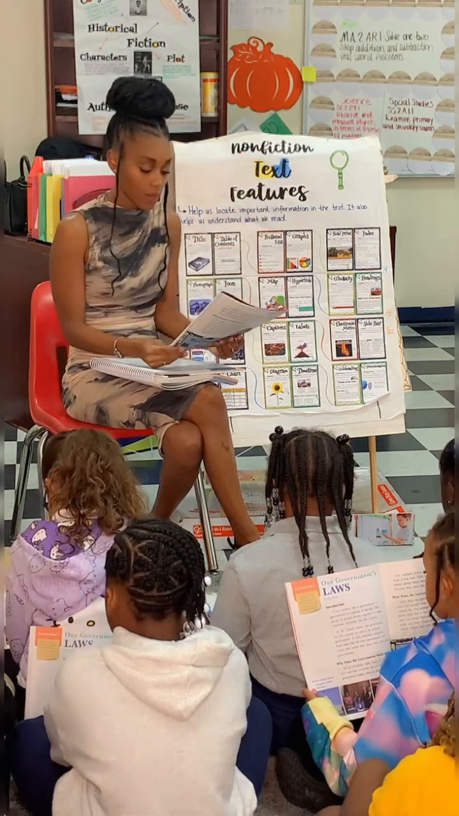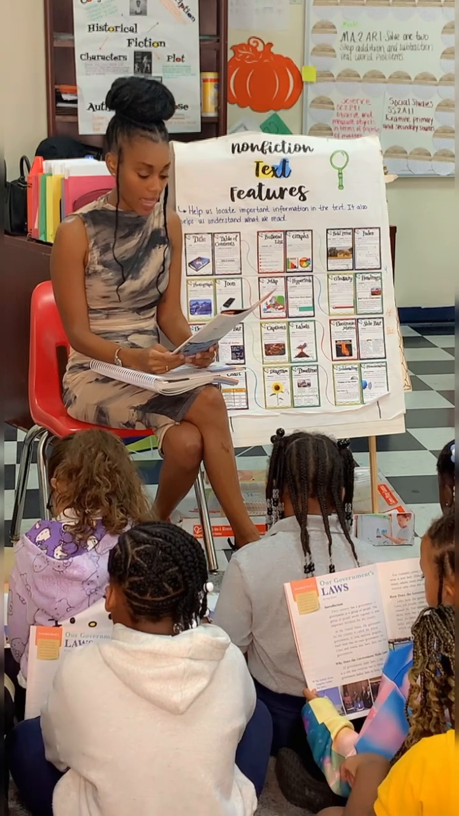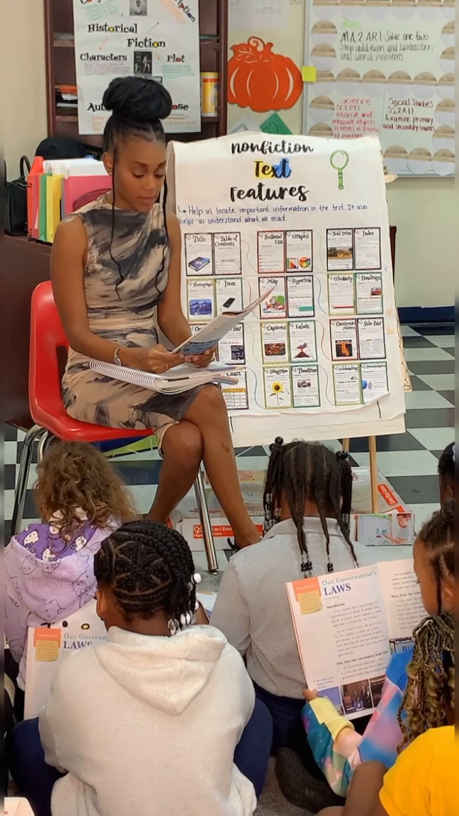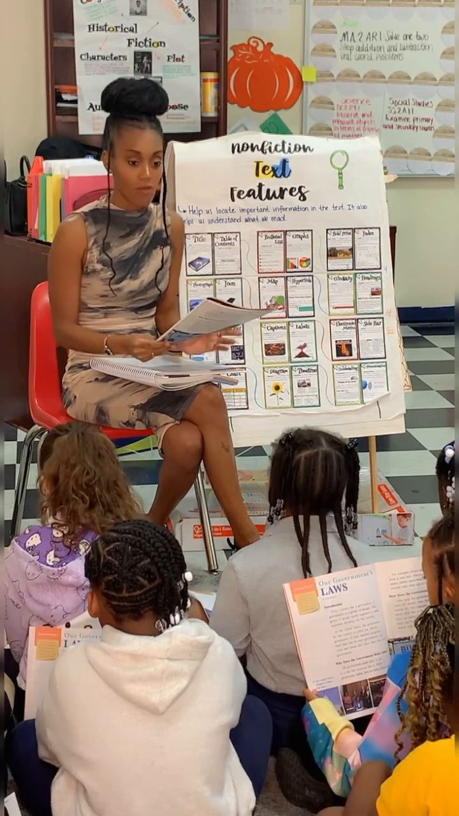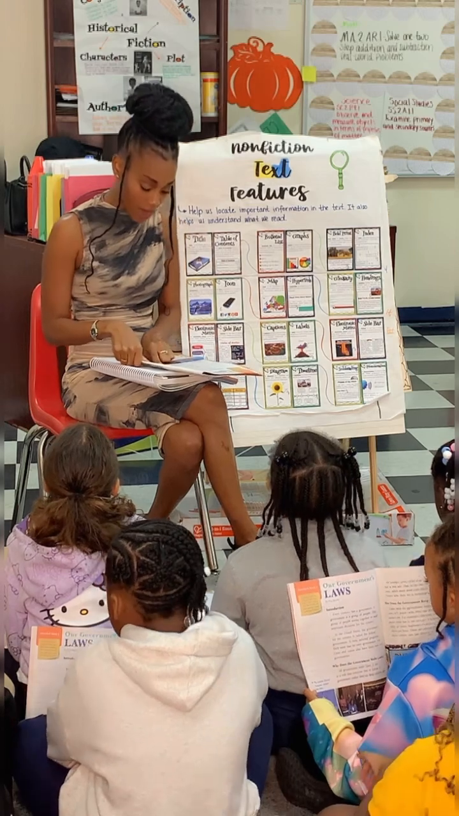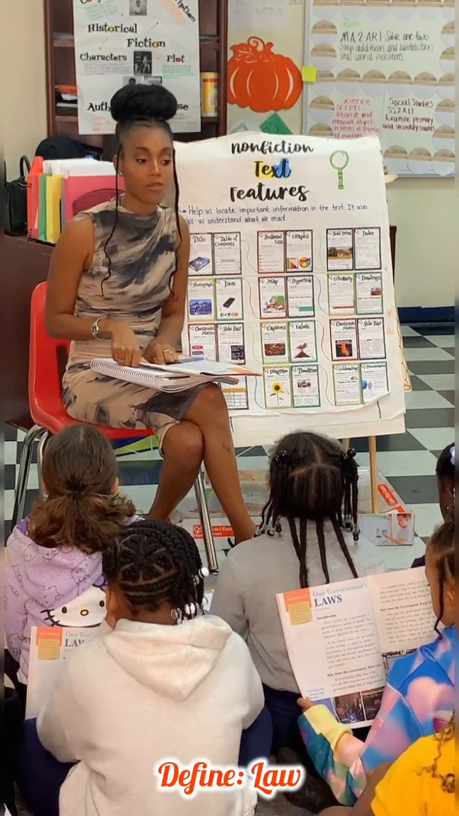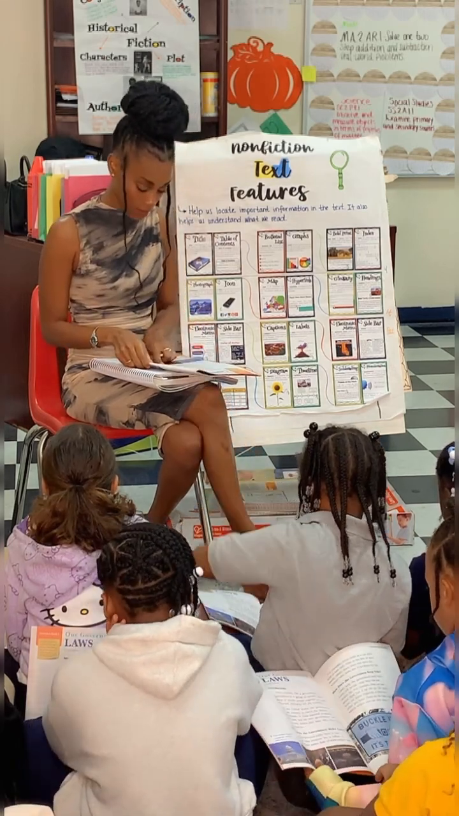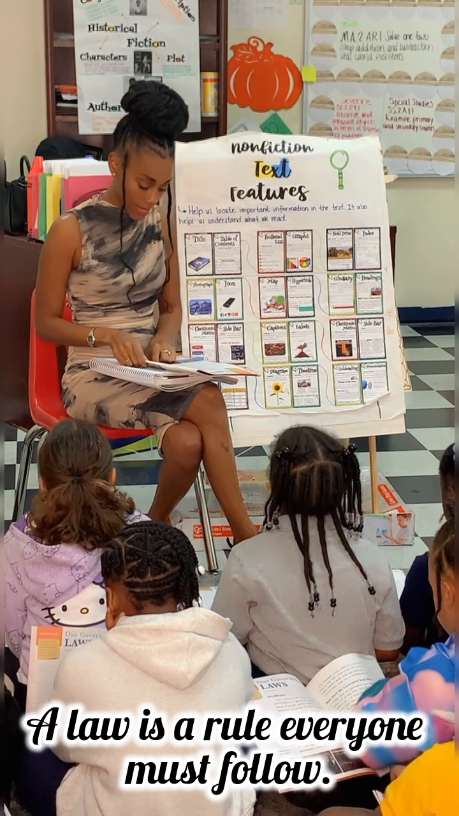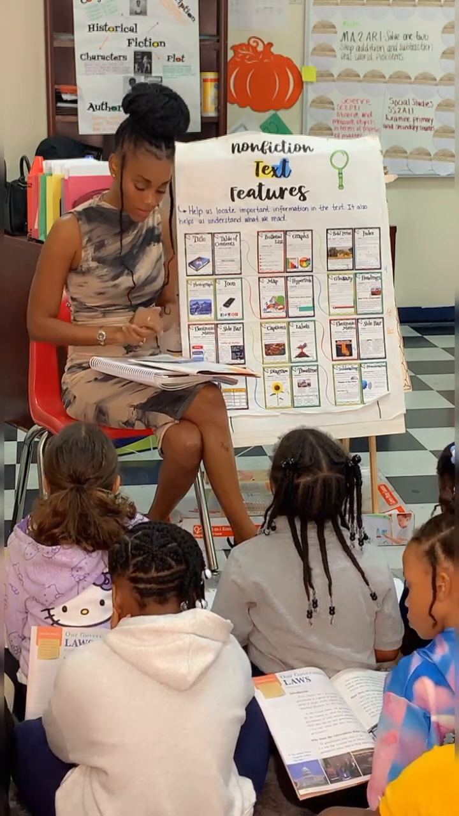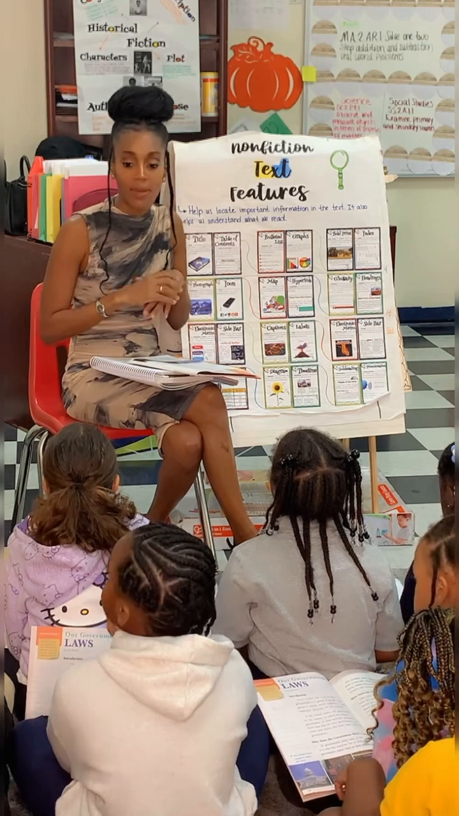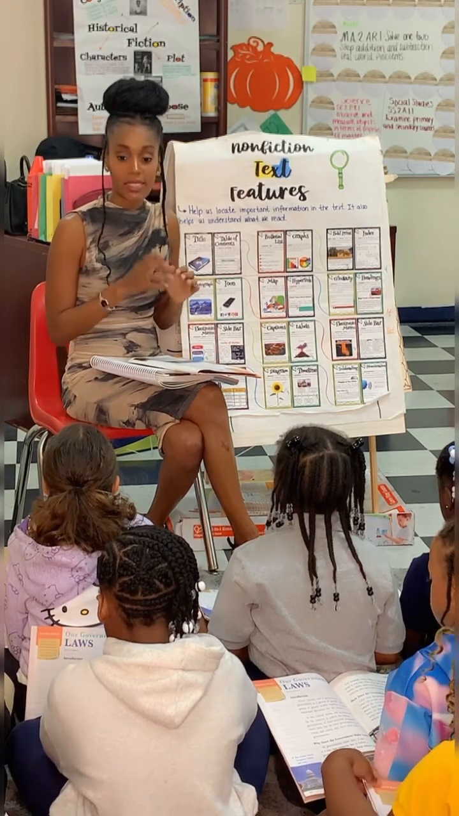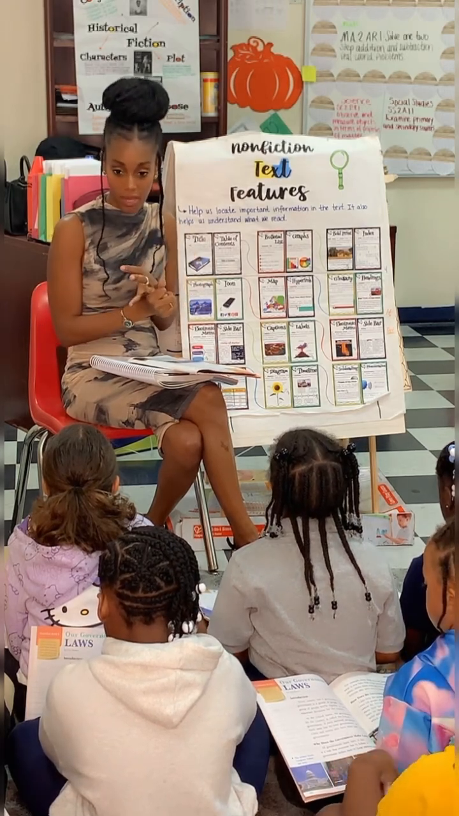Let us read. All governments make laws. A law is a rule that everyone has to follow. A government makes laws to keep citizens safe. Very good. So once again, they define what a law is. Who can define for me what the law is? A law is a rule that everyone has to follow. Excellent. So if I had to come up with a central idea, overall idea for this paragraph, I would say it's about laws and how the laws keep us safe.